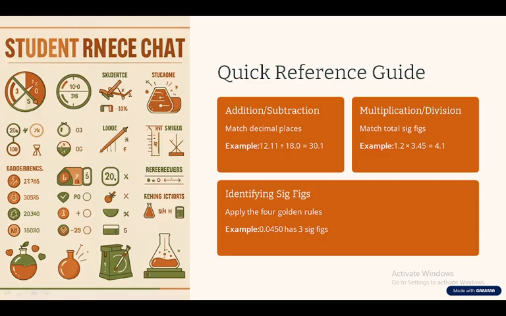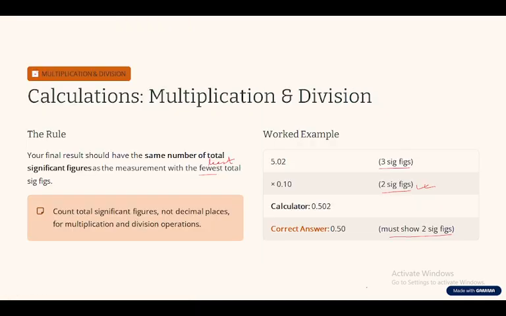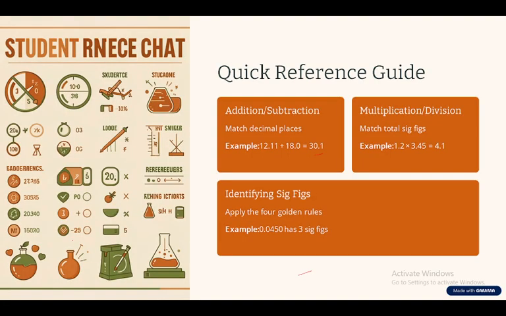Quick reference guide. Addition and subtraction: match decimal places. 12.11 plus 13.0 gives 25.1. Match the decimal places, right? In this way we get the result. For multiplication or division, match total significant figures. And identify significant figures by applying the four golden rules. For example, 0.04450 has four significant figures. So first of all you have to find the different significant figures. After that we can find the various important things, right? In this way you can find all the different rules.